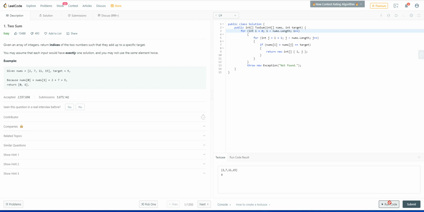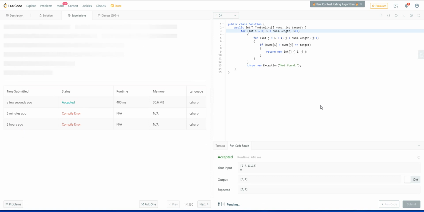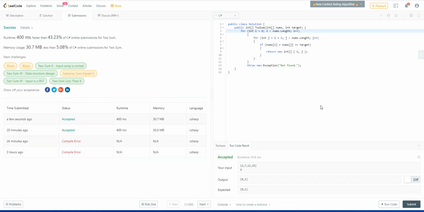Let's run the code. All right, runtime. Output index 0, 1, expected 0, 1. Looks good. Let's submit. Okay, so the runtime is 400 milliseconds, faster than 43% of C# online submissions for this problem. Apparently, that's pretty slow.